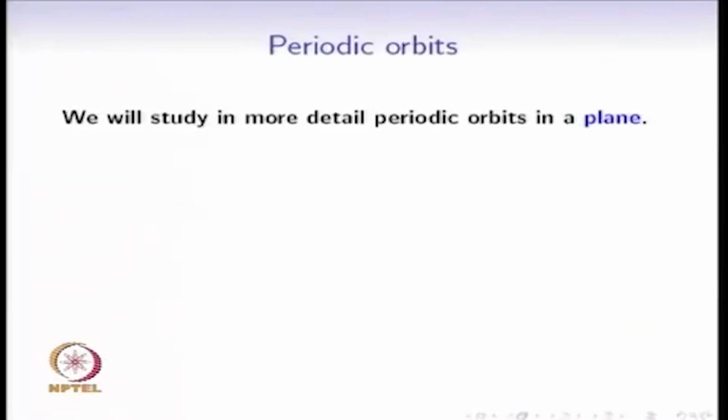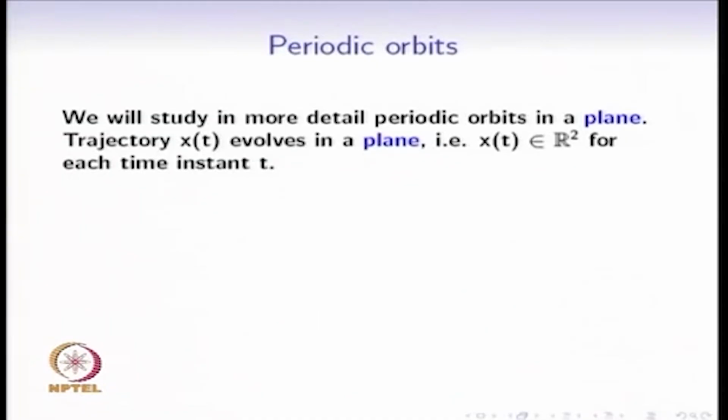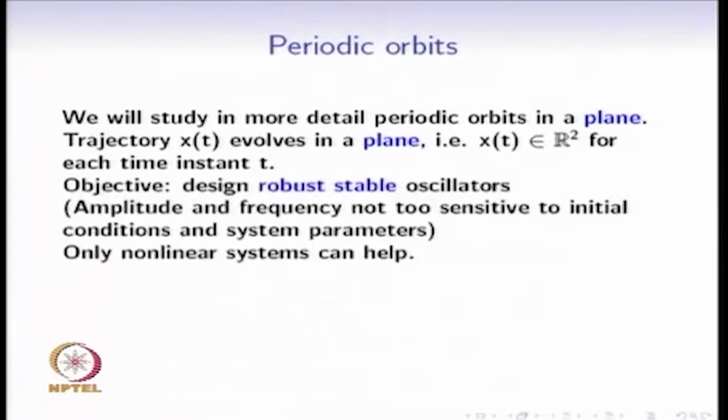Okay, now we come to the other topic about periodic orbits. For this purpose, we will study periodic orbits in more detail for a plane where the trajectory evolves in a plane. So, in other words, at each time instant, x of t is an element of R2. It has two components only. So, what is the objective? The objective is to design robust and stable oscillators.